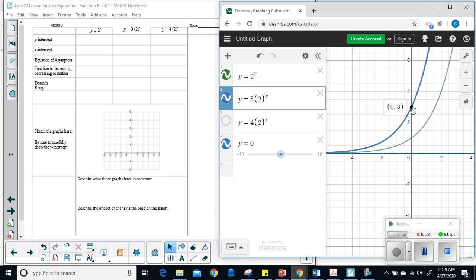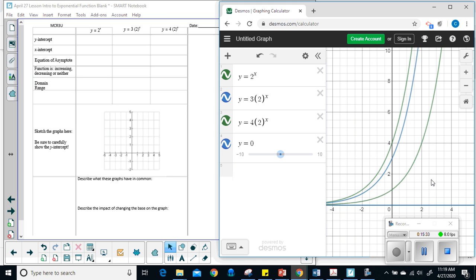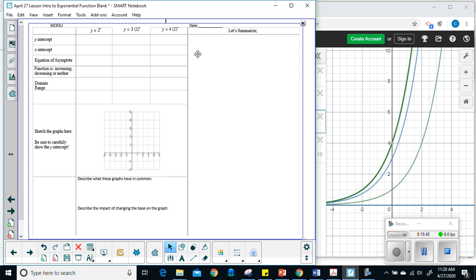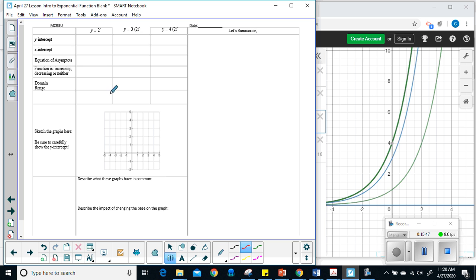Okay, how about if I stick a 4 in front? So I have 4 times 2 to the x. Well, that's neat. So I've now just changed where my y-intercept is. I haven't really changed anything else, but I have kind of stretched things out here, and now I have a different y-intercept. Okay, let's write all this out, and then we've got it. My y-intercept was 1, and then it changed to 3, and then it changed to 4.